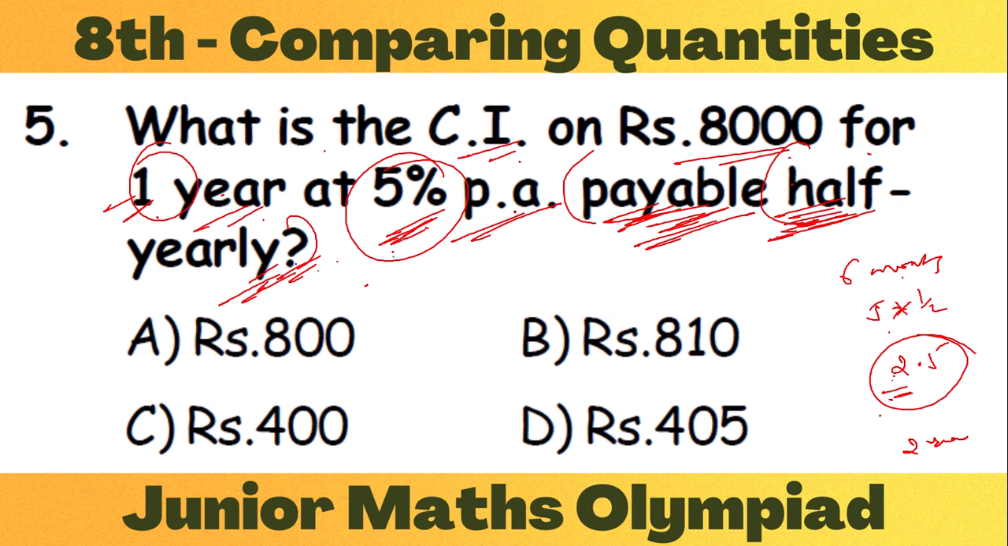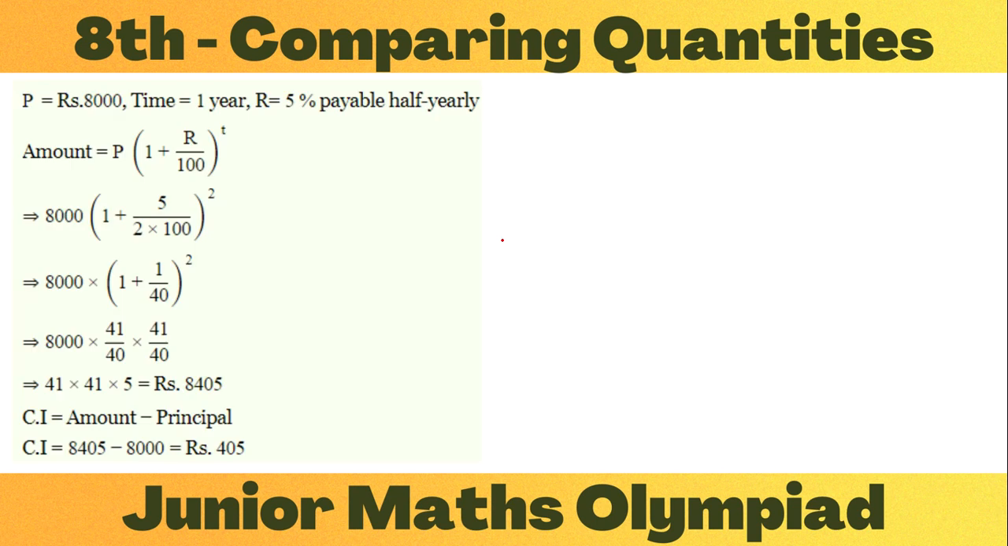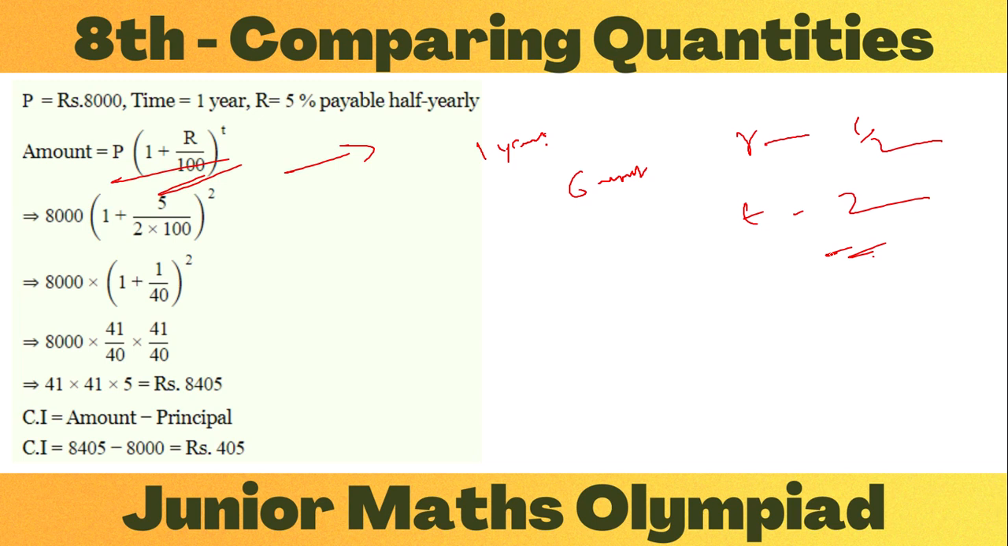So whenever they have given in a question payable half yearly, we have to take the rate of interest as half of its value and we have to double the time, and we can use the same formula of compound interest, because the formula of compound interest is valid for 1 year, not for 6 months. So rate of interest we are making half, time we are making double. So then we can use this formula.